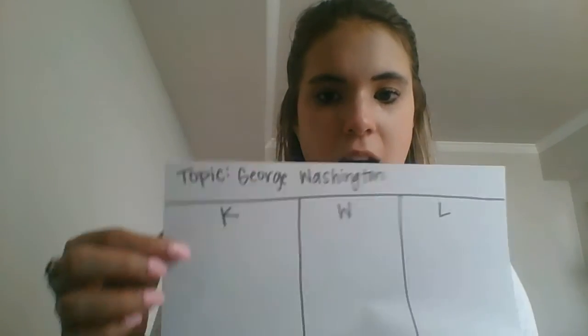So I'm going to go ahead and write George Washington at the top of my paper so that I remember that is my topic. You can do this either on a piece of paper or on the next slide. There is a KWL chart that you can type into if you prefer to type it. So I wrote my topic at the top of the paper, George Washington. And now I'm going to think of things that I know about George Washington. And I'm just going to write down as many things as I can think of.